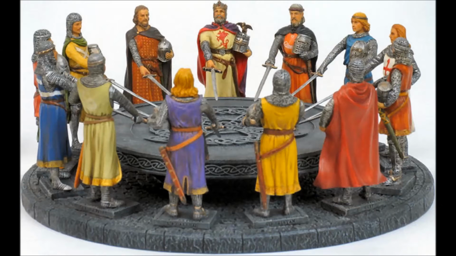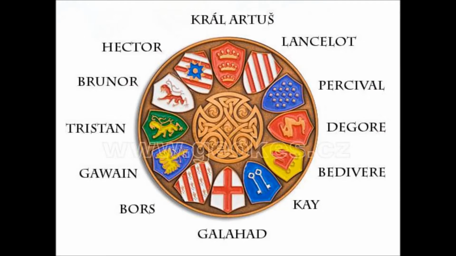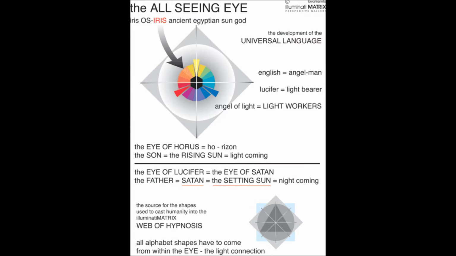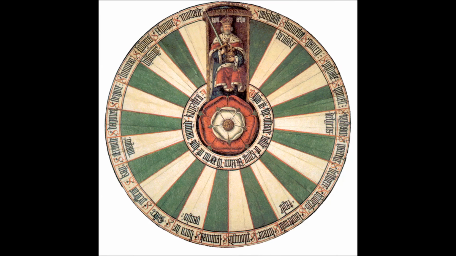Also, the 12 knights of the round table. Why a round table? This is a royal luciferian circle, or eye, and the round table is symbolic of the Zodiac Circle derived from the beam of light as shown in the charts on this site. The Zodiac Circle is the all-seeing eye, so therefore, the round table is the all-seeing eye.